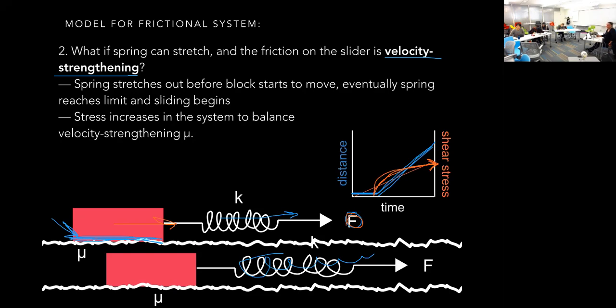Ultimately, this is going to look similar to the other system. That's because if you accelerated this any more, the friction on this surface would actually increase because its velocity is strengthening. So you reach this equilibrium point where the brick is in a steady state creep and it's going at a constant velocity.